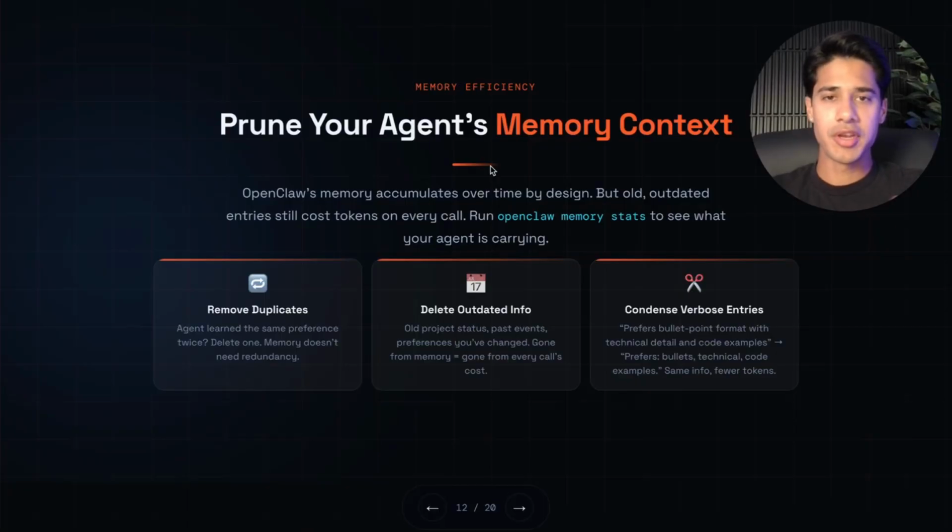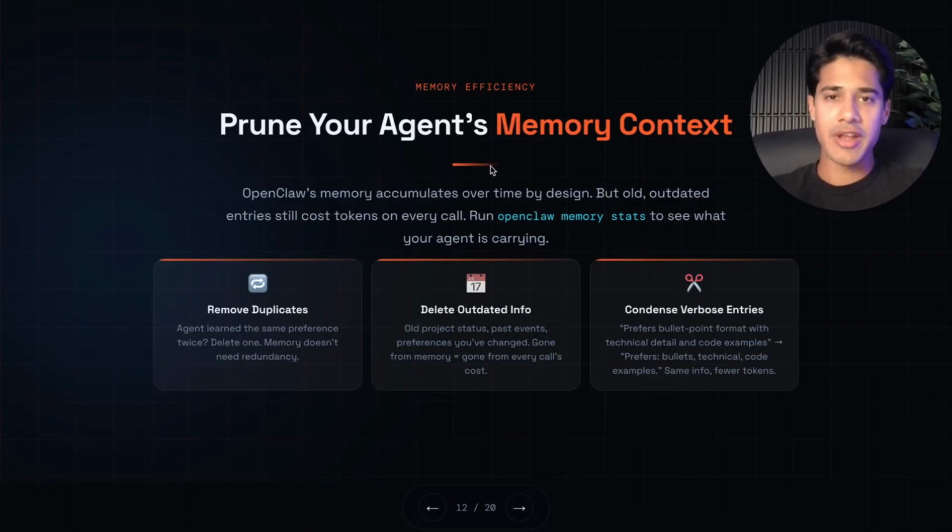OpenClaw's memory system accumulates context over time. That's by design, and it's how your agent gets smarter about your preferences and situation. But old, outdated memory entries still get loaded as context, and they cost tokens on every call. You want to run OpenClaw memory stats to see how much memory context your agent is carrying. If it's grown beyond a few thousand tokens, it's time to prune.